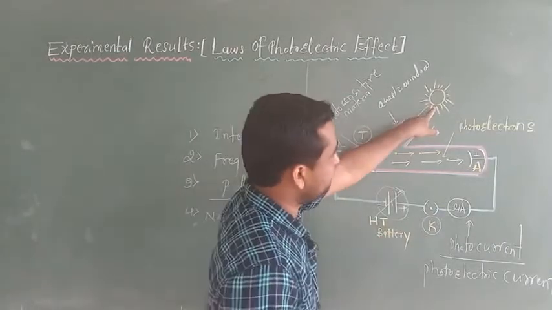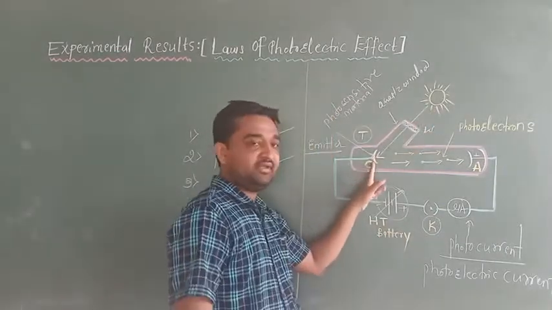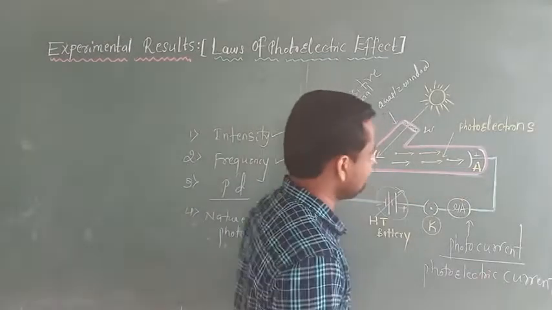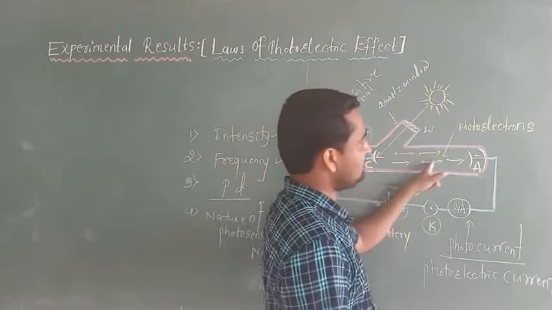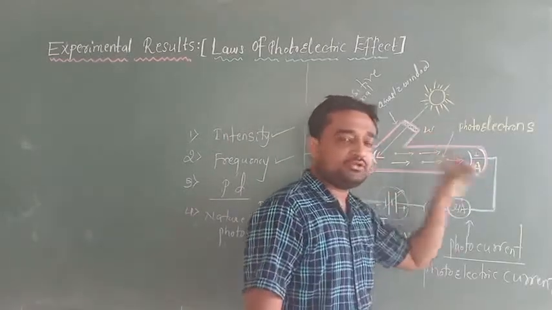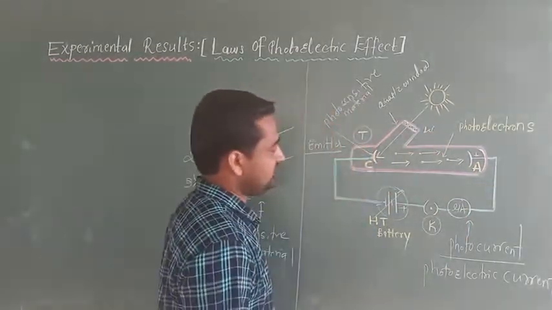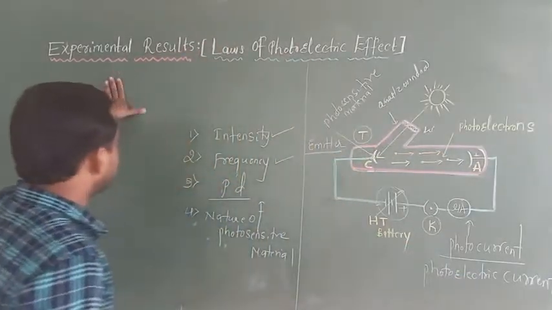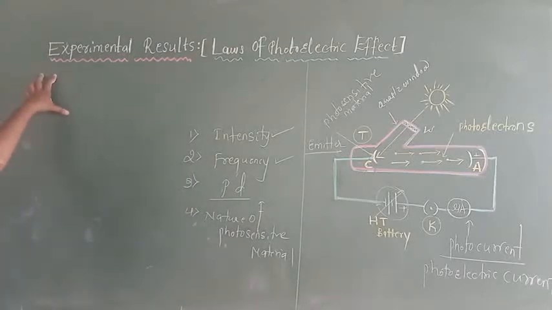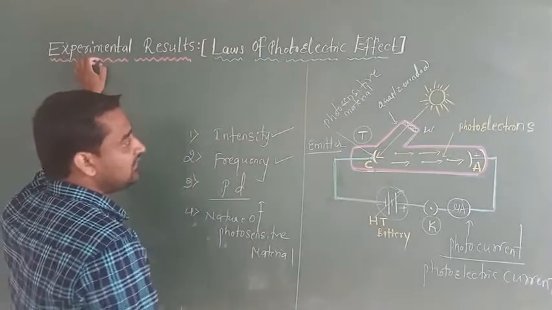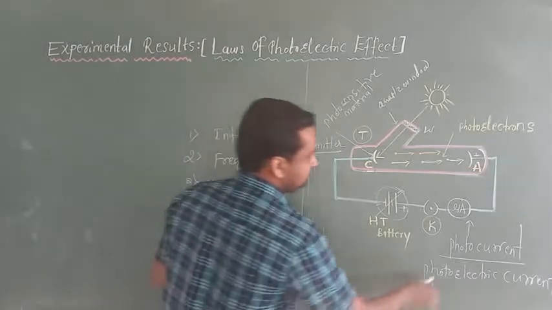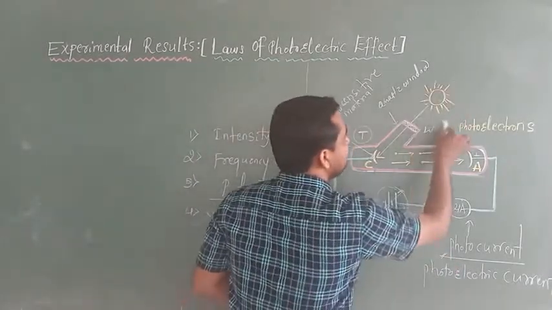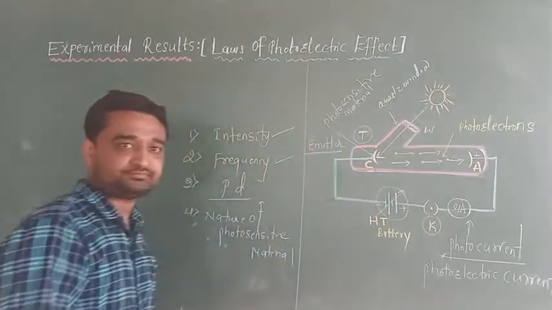When light radiation of suitable frequency is incident on the photosensitive material, photoelectrons are emitted. The emitted photoelectrons are attracted towards the anode, and due to the flow of these photoelectrons, we get the photocurrent or photoelectric current. Now we are going to discuss, in the experimental results of the laws of photoelectric effect, how this photoelectric current depends on the intensity of incident radiation.